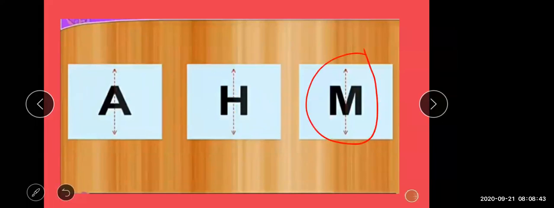Again, the third one here. We fold this part on here, or this right side part on the left side part. So we'll get the line here, a vertical line here. Okay.